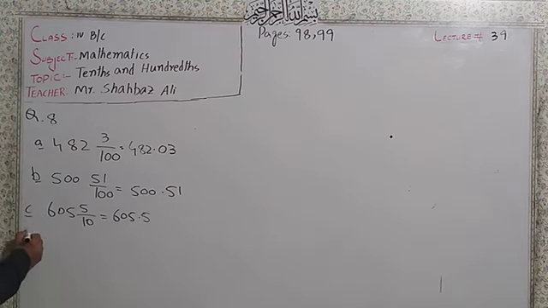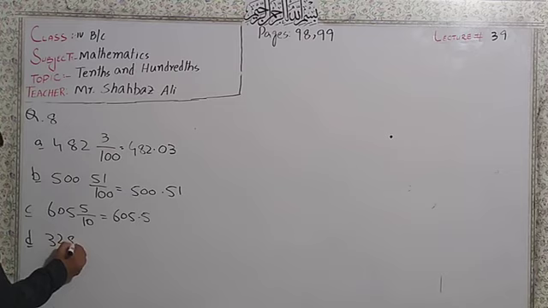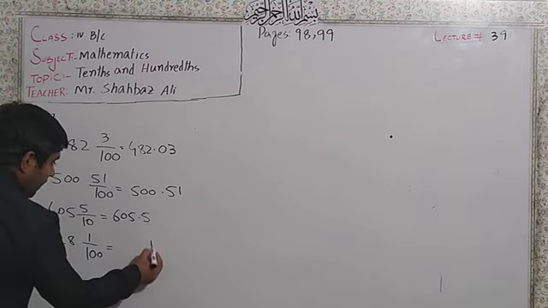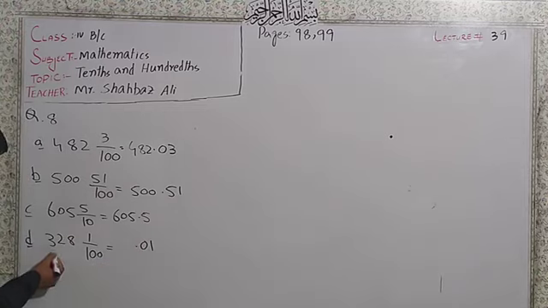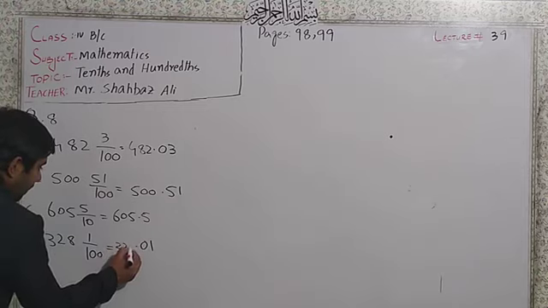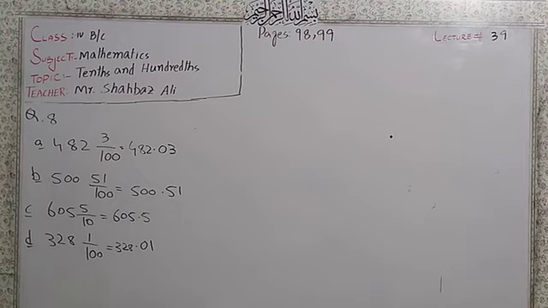In D, 328/1/100. Very simple. You have to write this one here, and then 1, 2, 1. There is another number, so we put 0 here, 1000, and then the point, and this is 300. This is the answer. Okay.